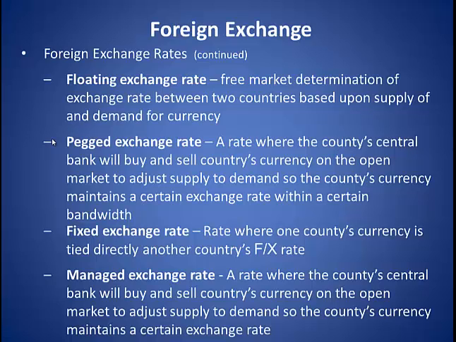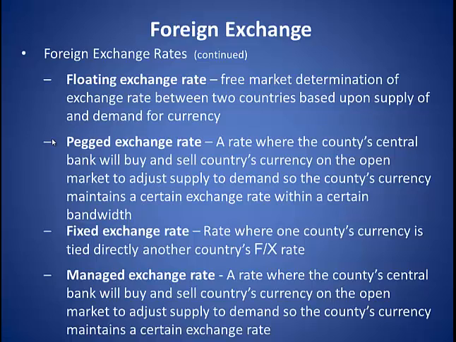Now, when we've been talking about exchange rates, I want to give you some definitions because, again, you may run across these exchange rates in the exam. The first one is what we call a floating exchange rate. That is basically the free market determination of an exchange rate between two countries, based upon the supply of and demand for the currency.